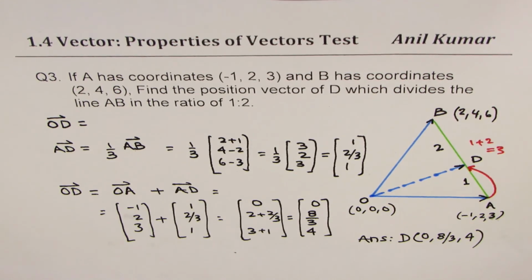That brings us to the end of vectors properties. We did linear combinations and a couple of test questions. I hope you appreciate and like it. Feel free to write your comments, share your views. And in the next section, we'll see how to find such points which internally divide vectors into ratio of m:n. We'll also see external division.